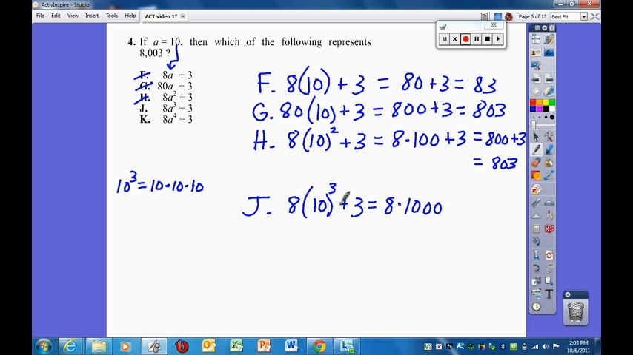And then, of course, after we've cubed that, we add 3. And we encounter the multiplication again first. And then we add the 3. And we get our final answer, 8,003. And that's what we wanted. We wanted 8,003. So the correct answer choice is J.